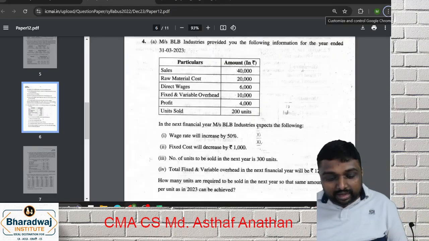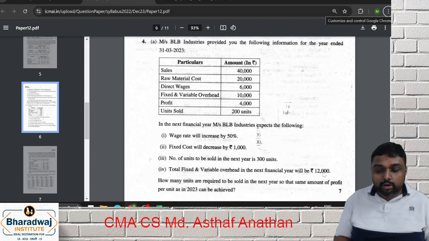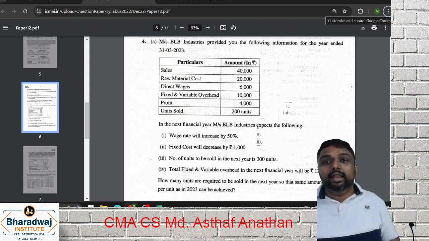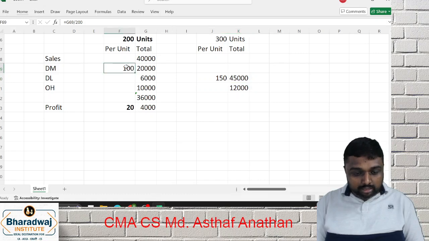Material, are they telling anything? Are they telling anything about material, friends? No. If nothing is said, the material cost will remain the same. So what is the last year material cost?